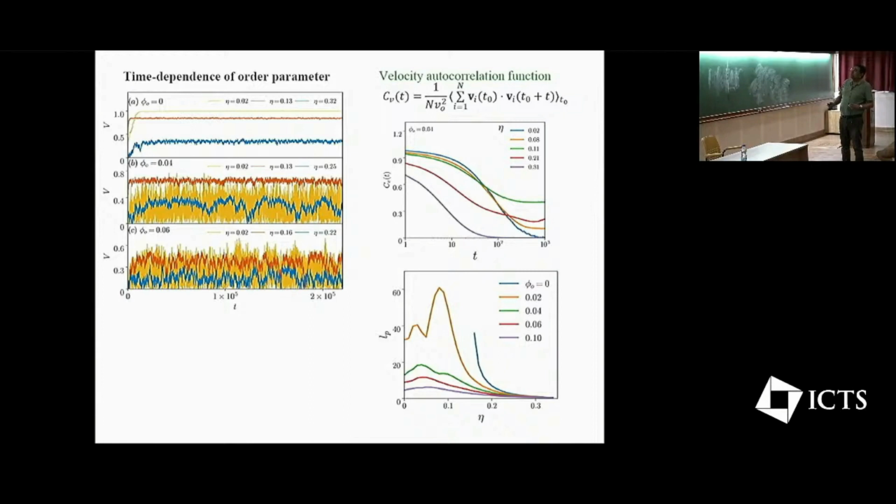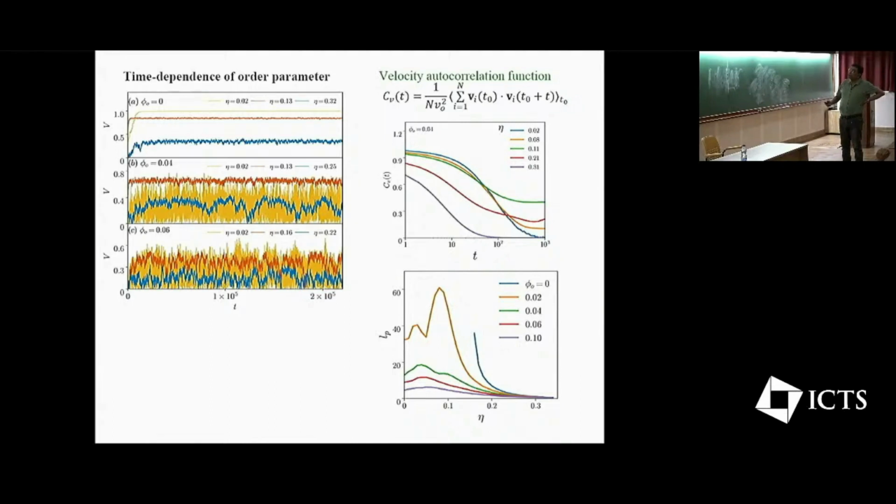You can look at the time, you can look at an autocorrelation function, for example. Again, it shows this non-monotonic behavior. The slowest decay of the autocorrelation, this green line, is at the peak, at this non-zero value of eta, where you have the peak of the order parameter of the system. Okay, you can look at the order parameter as a function of time.